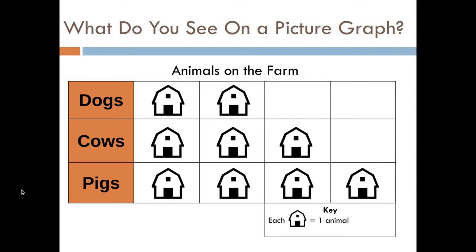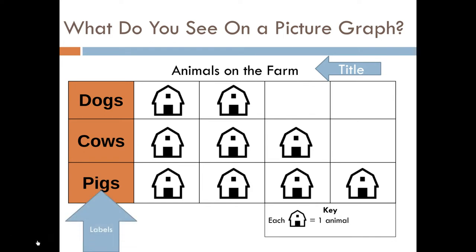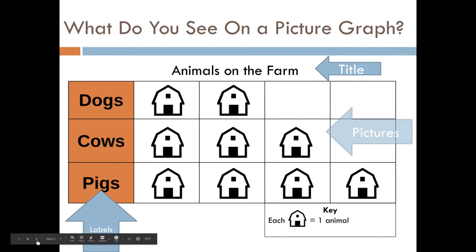What do you see on a picture graph? Let's take a look. The first thing you see on a picture graph that's really important, and lets the reader, the mathematician, know what this graph is about, is the title. So the title is Animals on a Farm. Next, you typically see labels over here to my left. The labels say dogs, cows, pigs, which are typically animals found on a farm.